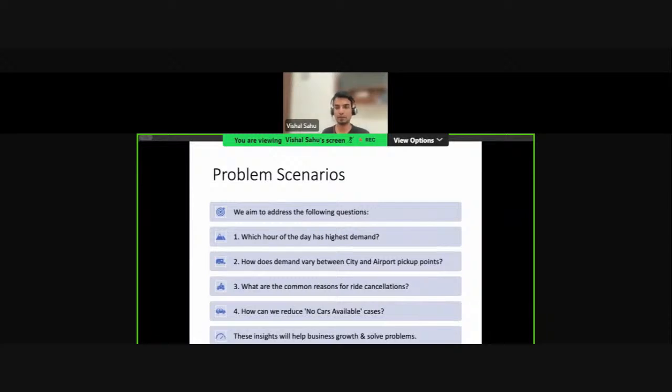So if there is an hour, like in the morning or in the evening or maybe the night time, you will try to find out the hours for demand, and then you will also try to answer how does demand vary between different cab services that we have. So we have city plus airport cabs, and in some countries we have other products as well.